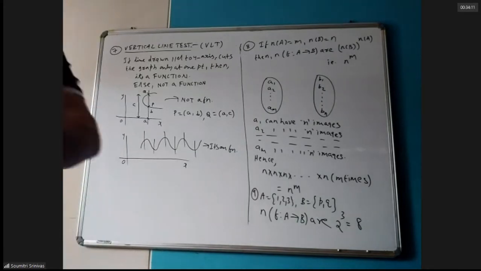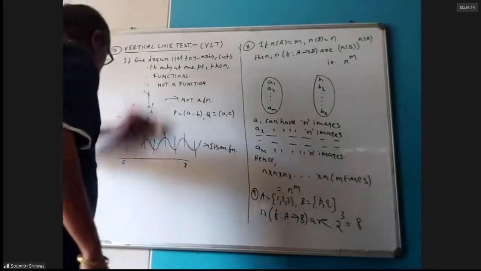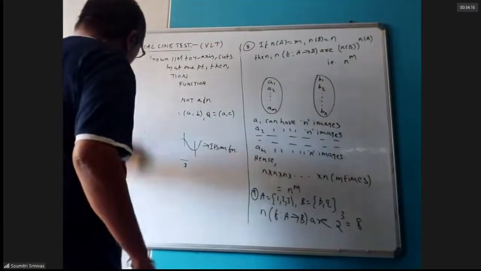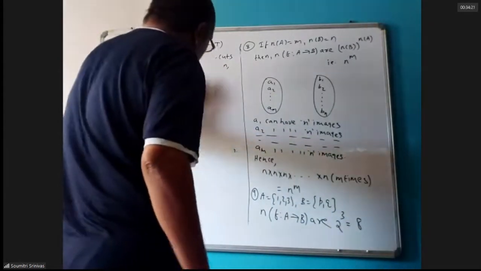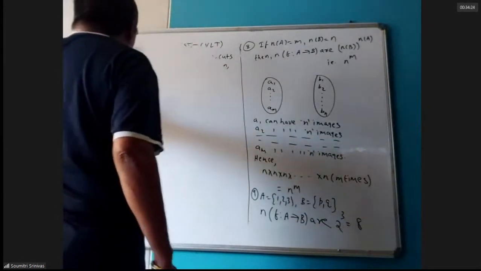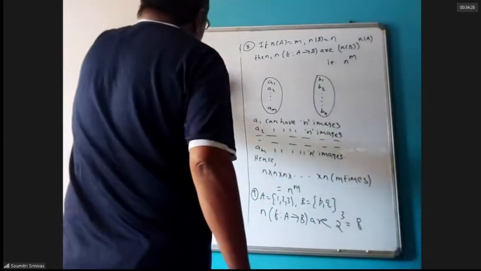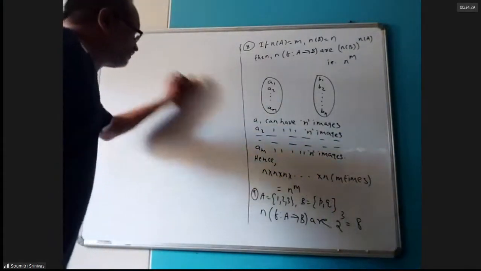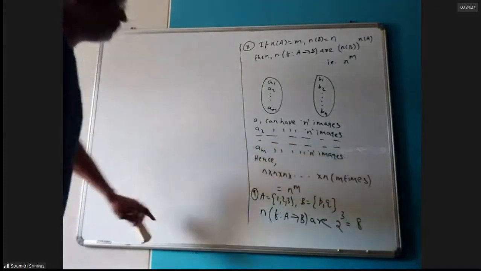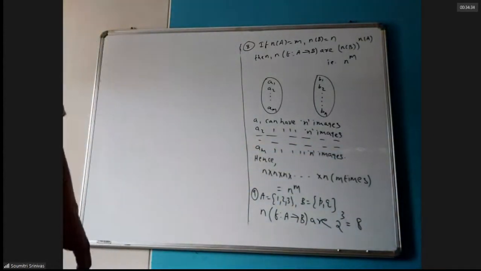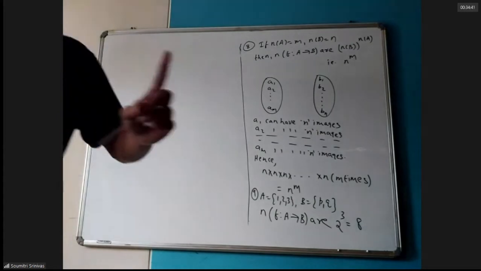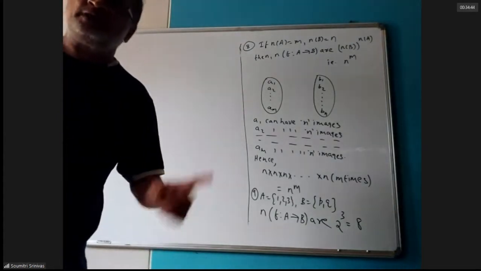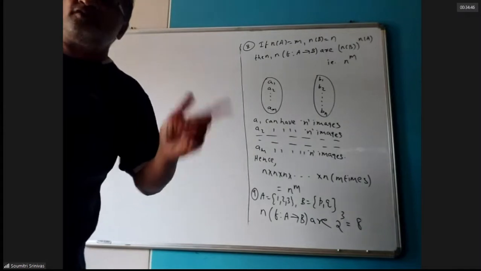Types of functions, in which the first one is the one-one function. This is very important. He will give you a function and ask you to check whether it is a one-one function or an onto function. It is the examiner's favorite question. Generally, every paper has one question on this.